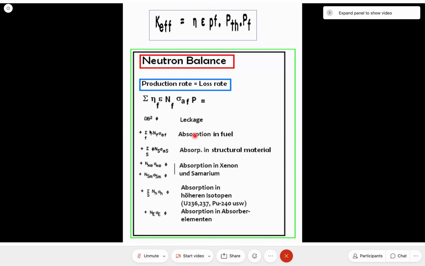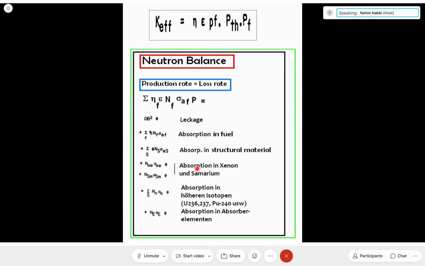For example, the leakage term would be changing. Or absorption in the fuel itself: I said before too, the flux would be changing, and consequently the absorption term would be changing. Or absorption in the structural material, because part of the neutrons produced inside the reactor would leave the system and go into the surrounding structure, and they would be absorbed there and are considered as a loss term.